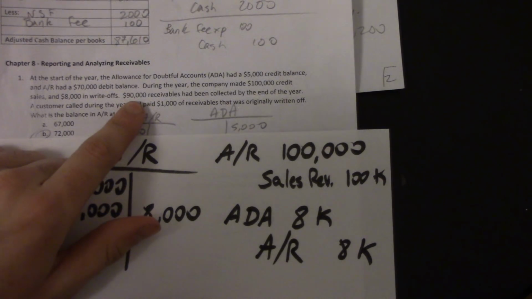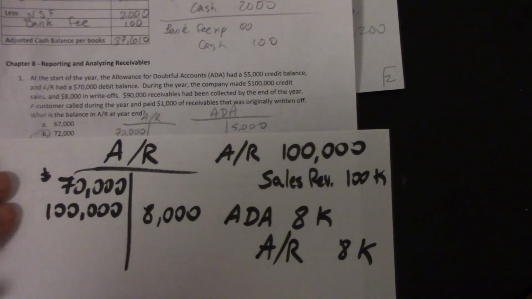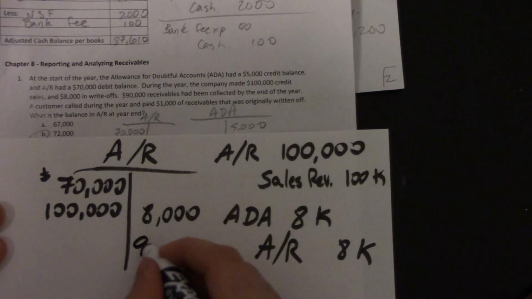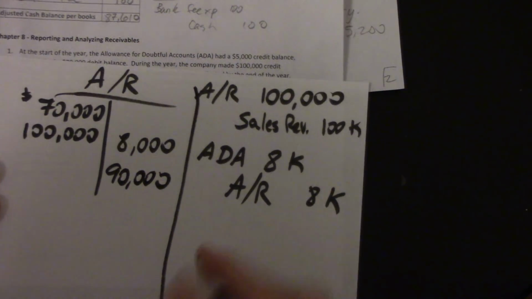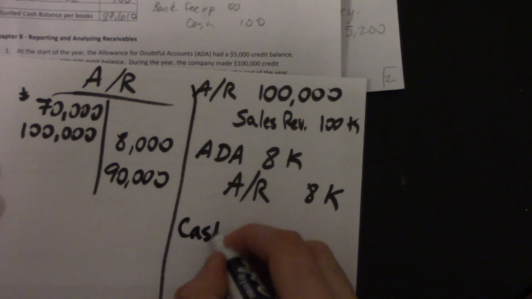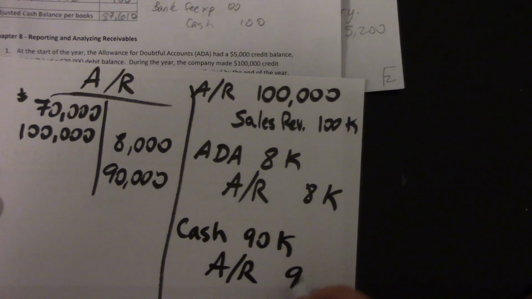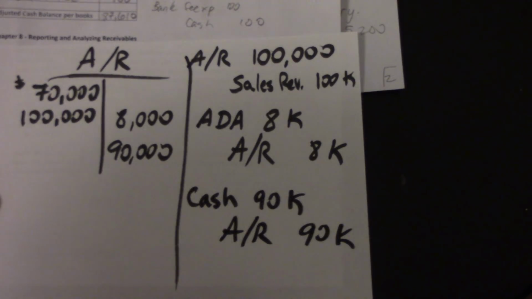Okay, and then we've got 90,000 receivables have been collected by the end of the year. So if we collected accounts receivable, we're decreasing accounts receivable by 90,000. And here's a journal entry for that. So we're going to be collecting cash for 90,000, and we're decreasing our accounts receivable by 90,000.